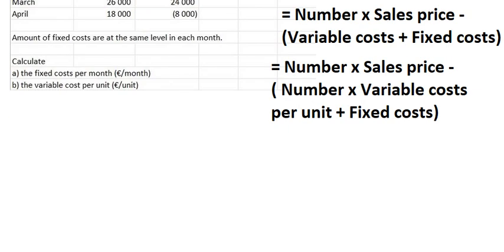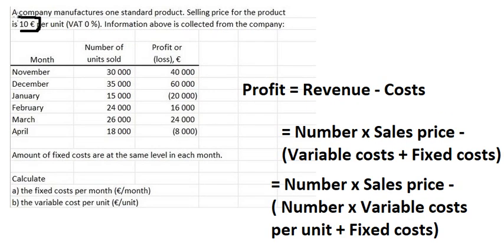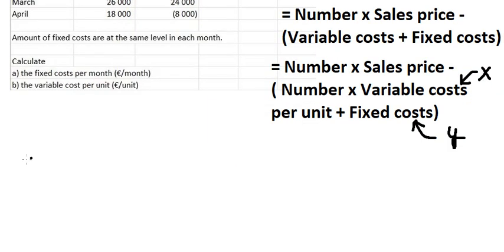In this one, I will select March and April. So we put number 26, go to here and here. The sale price, we have 10 euros in here. We put it in here. I will put this one as X, this one as Y. And now we create the system of equations.